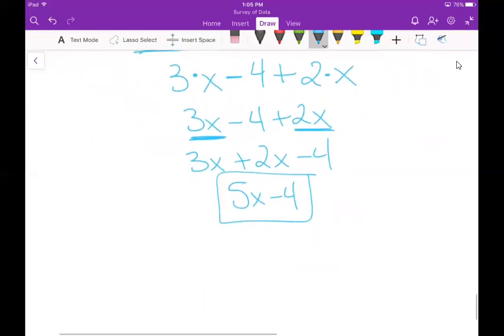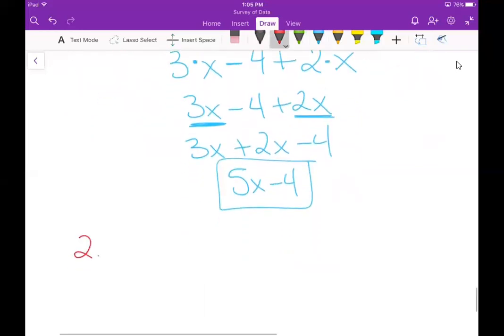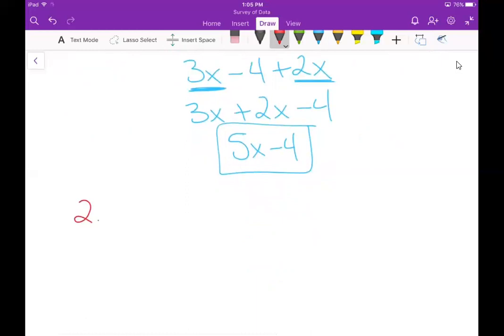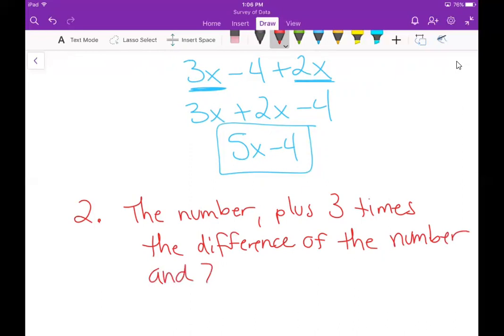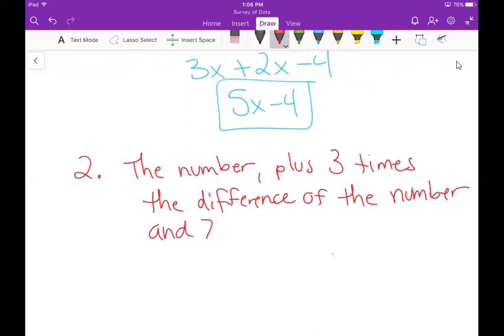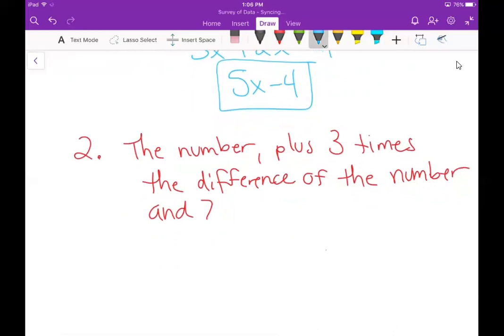Let's look at one other one. This one gets a little bit complicated because it's going to give us an example of how we would say something where parentheses are involved. And it's not going to say parentheses, so we need to understand how that looks. So here's an example. The number plus 3 times the difference of the number and 7. So now we know when we start to see a number or the number, that's what we're doing to represent a variable, right?